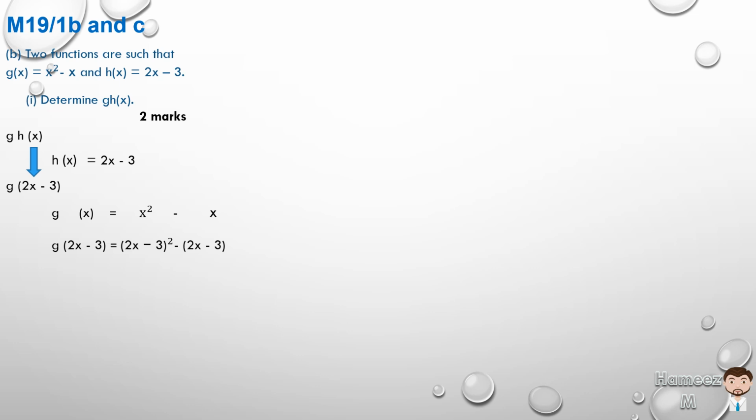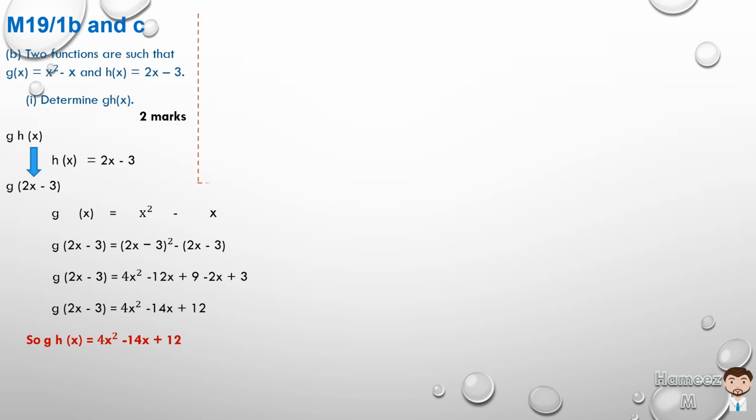And we can expand the right-hand side, so it's going to give us 4x squared minus 12x plus 9 minus 2x plus 3. Because that minus 1 is multiplying everything inside the last set of brackets. And we can simplify. So g of 2x minus 3 is equal to 4x squared minus 12x minus 2x is minus 14x plus 9 plus 3 is plus 12. So the composite function gh of x is equal to 4x squared minus 14x plus 12.